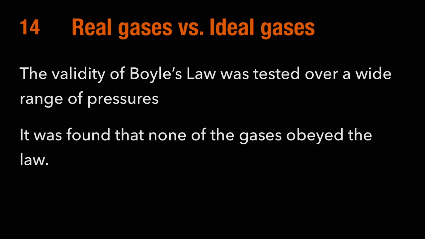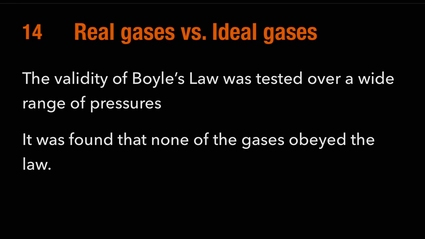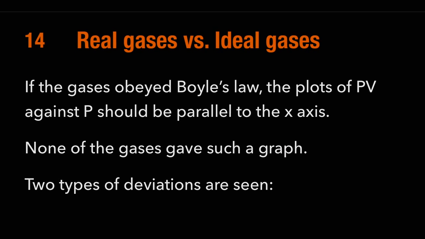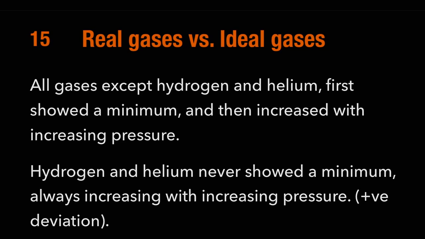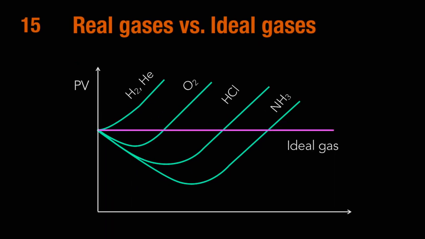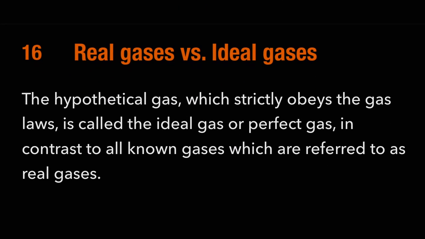We have found that none of the gases behave ideally. We have found that two types of deviation were seen. All show a minimum and then increase. Hydrogen and helium never show a minimum because they only have a positive deviation, like this. And the hypothetical gas is called the ideal gas. It's a perfect gas, hypothetical because it doesn't exist. All known gases are referred to as real gases.